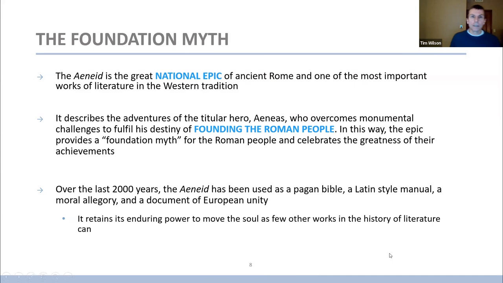It became almost a pagan Bible for the Roman people, a style manual. Later in the Middle Ages, it became the source of moral allegories, and more recently in the modern era, it became a document of European unity. So in different ways, it's retained this power to move the soul as few other works in the history of literature can. So I would say for myself, the Aeneid and Milton's Paradise Lost, I might have mentioned that before, but if you ever get a chance, read Paradise Lost, and the Aeneid are up there with probably the greatest individual works of literature.